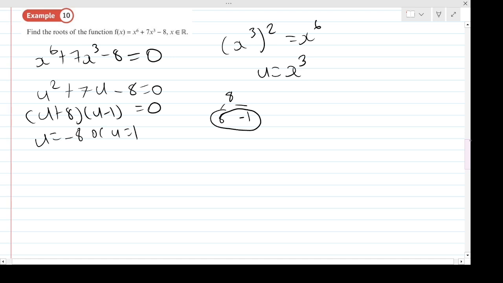So those are 2 solutions, but that's solving for u. Remember, we need to solve for x. So we need to bring this substitution back in to get x. So if u is x cubed, then x cubed is minus 8, or x cubed is 1. Then to get x, I can cube root both sides. So x would be the cube root of minus 8.